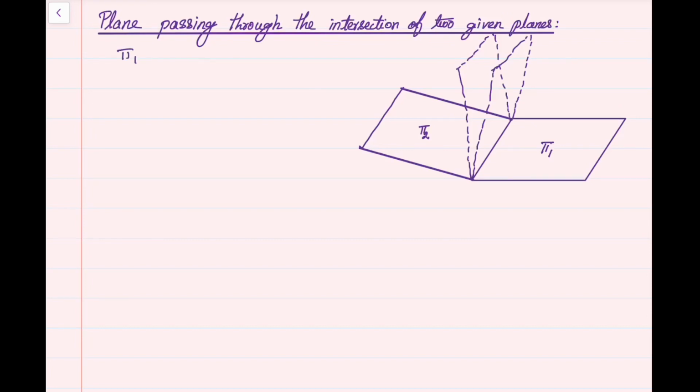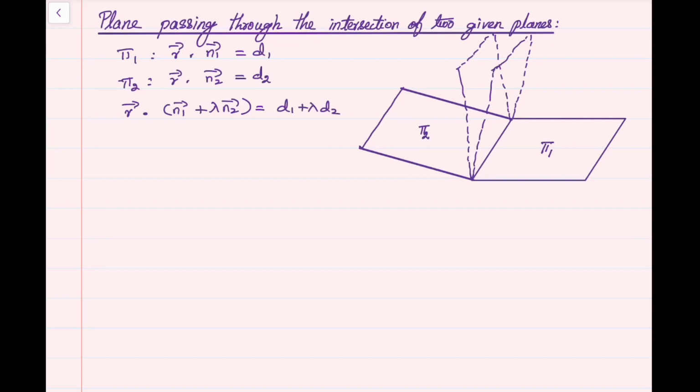Let the equation of pi 1 plane be vector r dot vector n1 is equal to d1 and the equation of pi 2 plane be vector r dot vector n2 is equal to d2. Therefore, the equation of planes passing through the line of intersection of these two planes is vector r dot (n1 plus lambda n2) is equal to d1 plus lambda d2. This is the formula. Let us write the corresponding Cartesian formula.